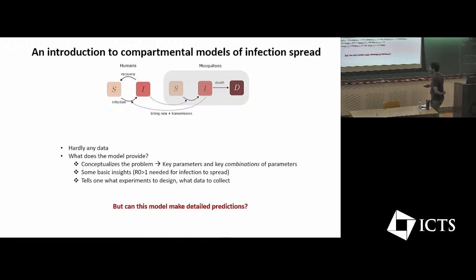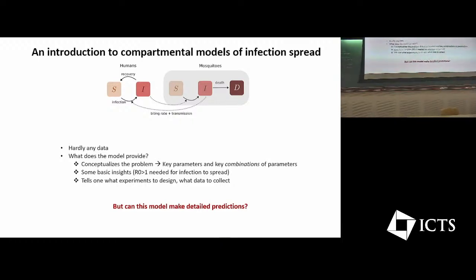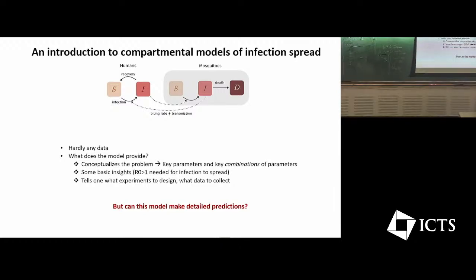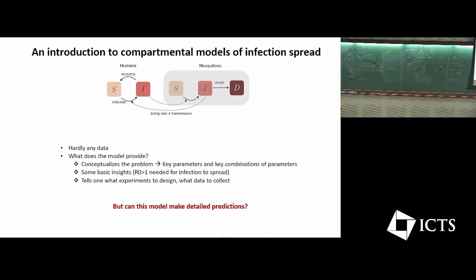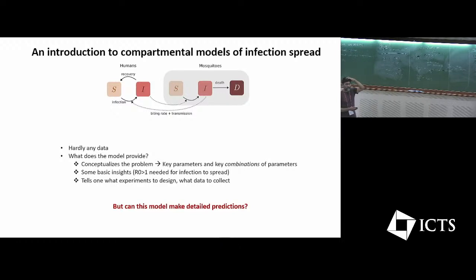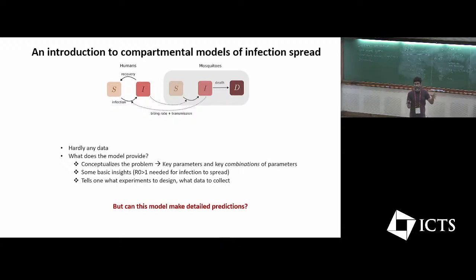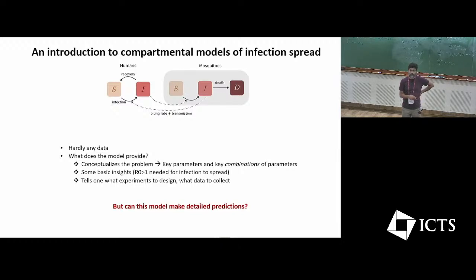Okay, so let me just take you back a couple of slides just to recap what we did. So we talked about some very simple compartmental models, okay, and we started with this one, one of the first, which is made in the context of malaria. And one of the things that I tried to emphasize was that one of the points of a very simple model is to conceptualize the problem, to point out certain key combinations of parameters that might be interesting.